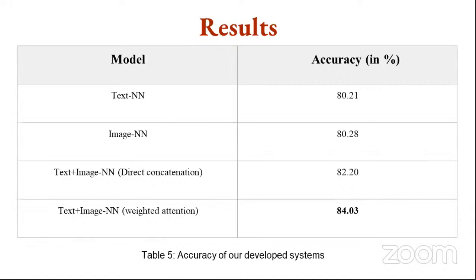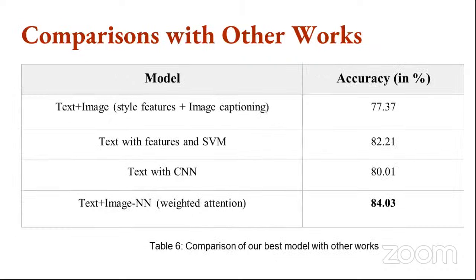With only text information, we get around 80% accuracy. With only images, we get 80.28% accuracy. If we put text and images together with direct concatenation, that gives us 82.20% accuracy. And when we use weighted attention on both the text and image modalities, we get an accuracy of 84.03%. So basically, attention and using both text and image modalities help.